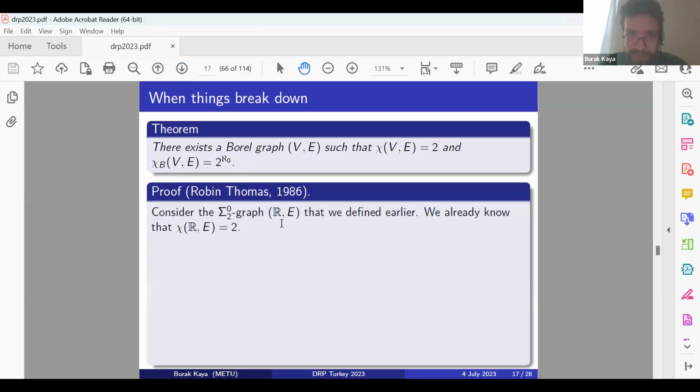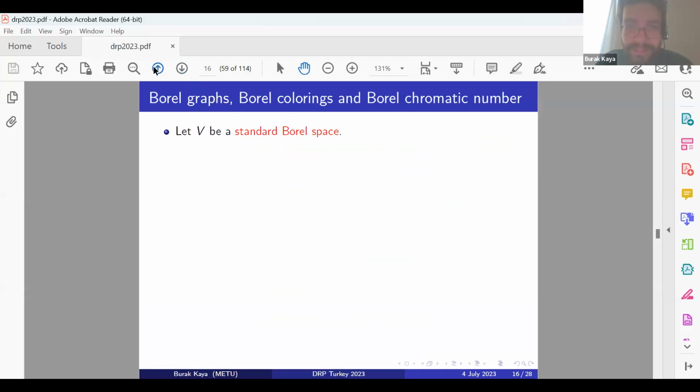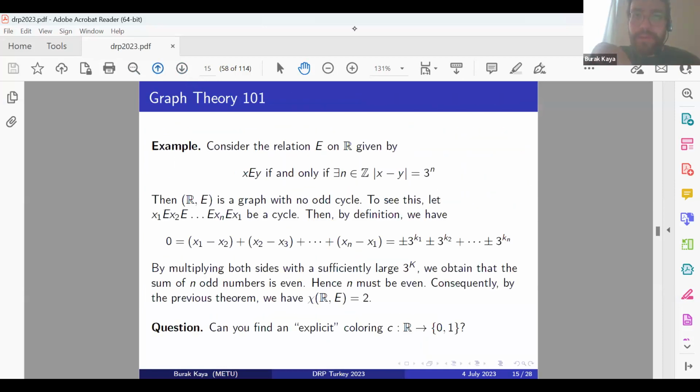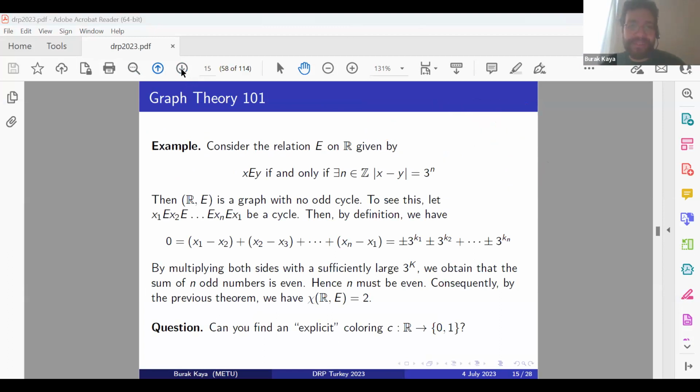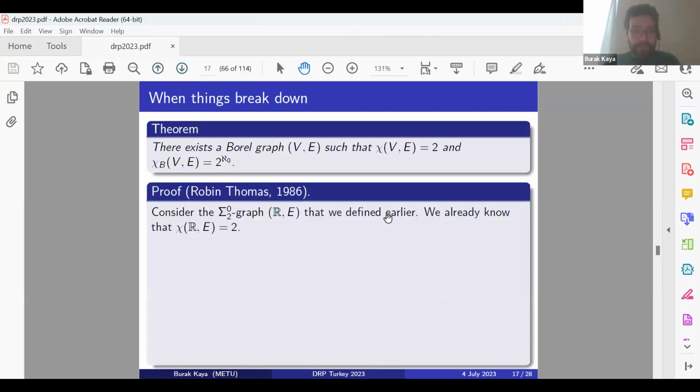Remember the graph we defined earlier? That's actually a Sigma 0,2 graph. The reason is this. If you try to write down the set E here, this set E is the countable union of all x, y such that x minus y is 3 to the power n. Now, this is a closed set, and this is a countable union of closed sets. So this edge relation is a countable union of closed sets, which means that it's an F sigma set, okay? It's a Sigma 1,2 set.